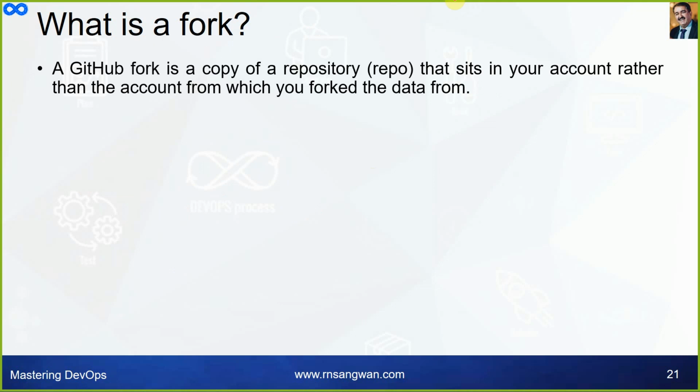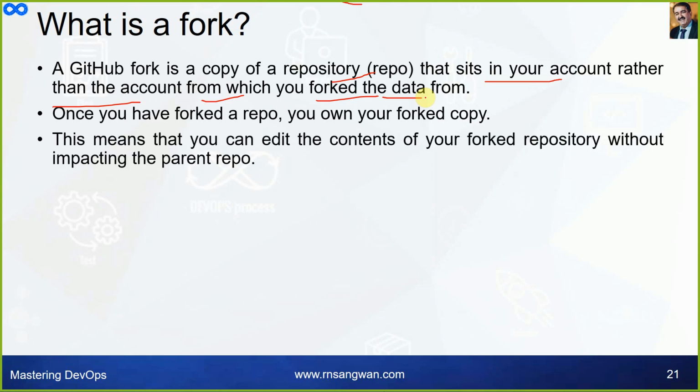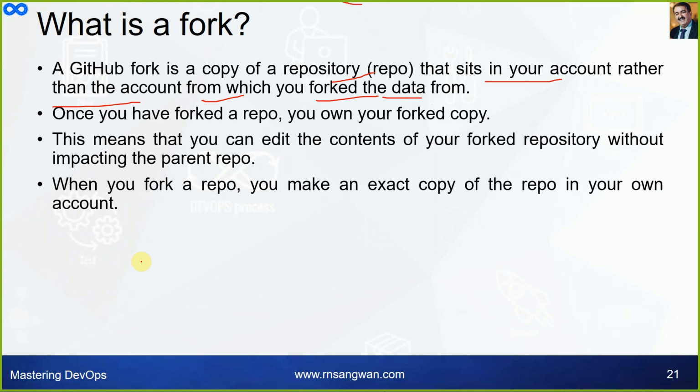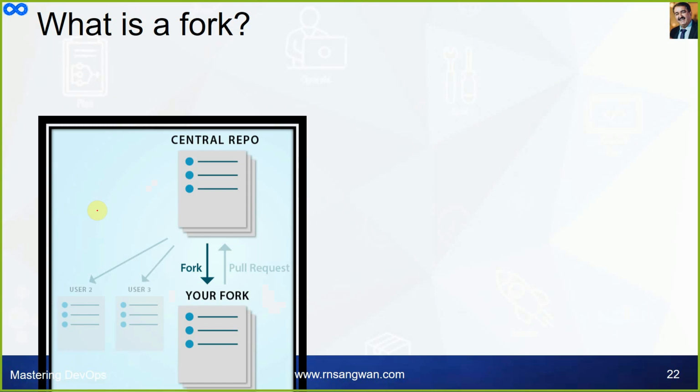Fork, what is it? A GitHub fork is a copy of a repository, or repo, that sits in your account rather than the account from which you forked the data. In other words, you are copying it. You are making your own personal copy of that repository. Once you have forked a repository, you have your own forked copy. This means that you can edit the content of your forked repository without impacting the parent repository from where you have forked it. When you fork a repo, you make an exact copy of the repository in your own account. Once you create a copy in your account, you own it. Therefore, you can freely modify it as you wish. It is your repository now.